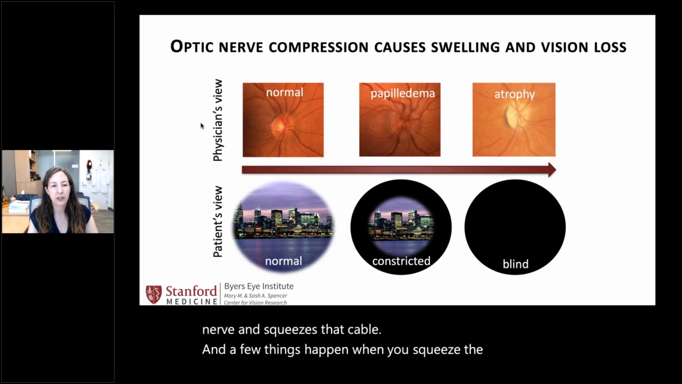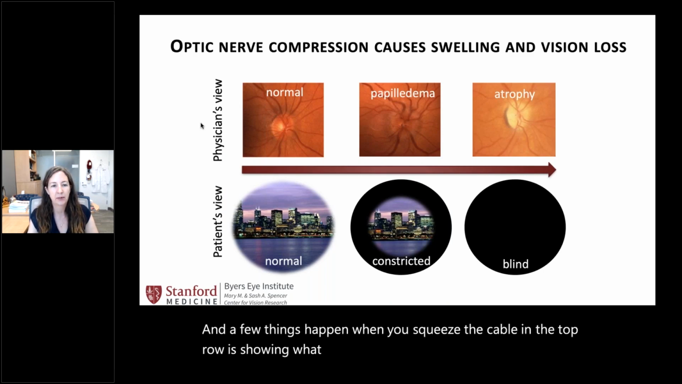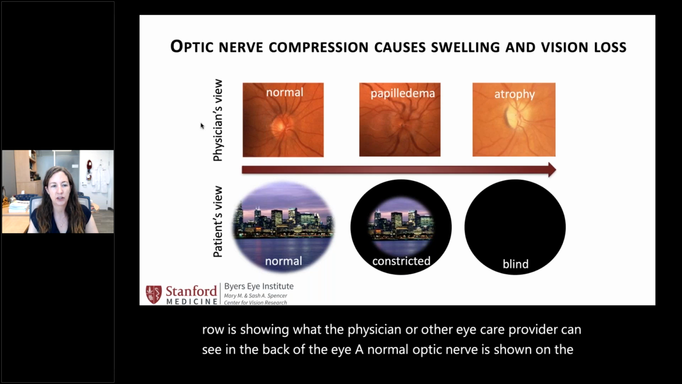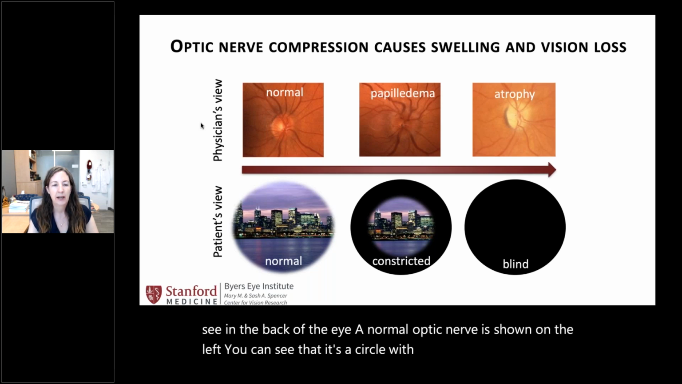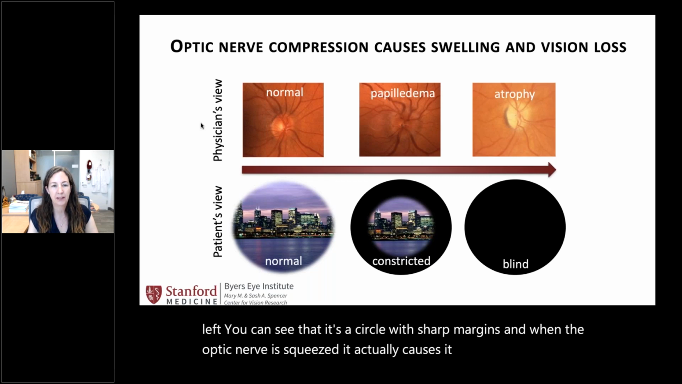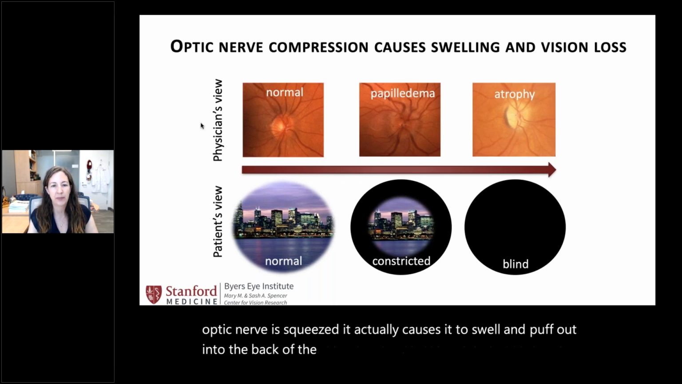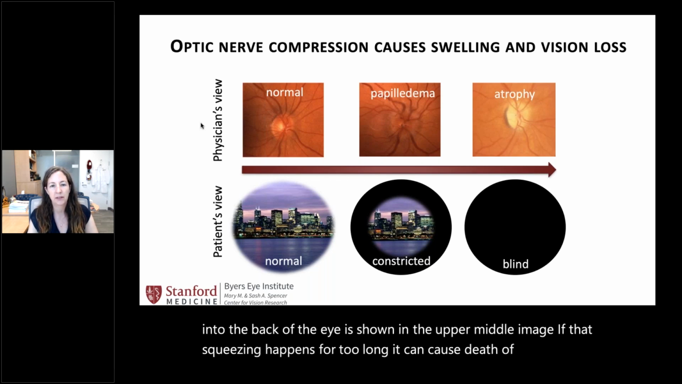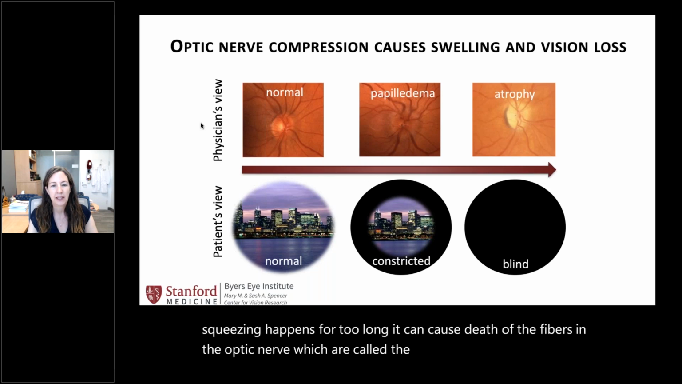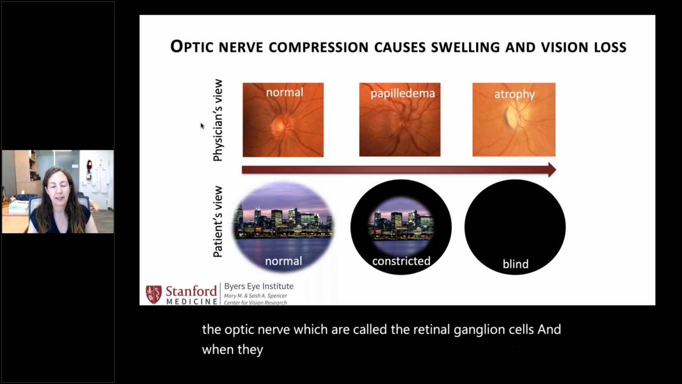In the top row is shown what the physician or other eye care provider could see in the back of the eye. A normal optic nerve is shown on the left. You can see that it's a circle with sharp margins. When the optic nerve is squeezed, it causes it to swell and puff out into the back of the eye, as shown in the upper middle image. If that squeezing happens for too long, it can cause death of the fibers in the optic nerve, which are called the retinal ganglion cells. When they die, they become pale and appear atrophic, as shown in the right picture.